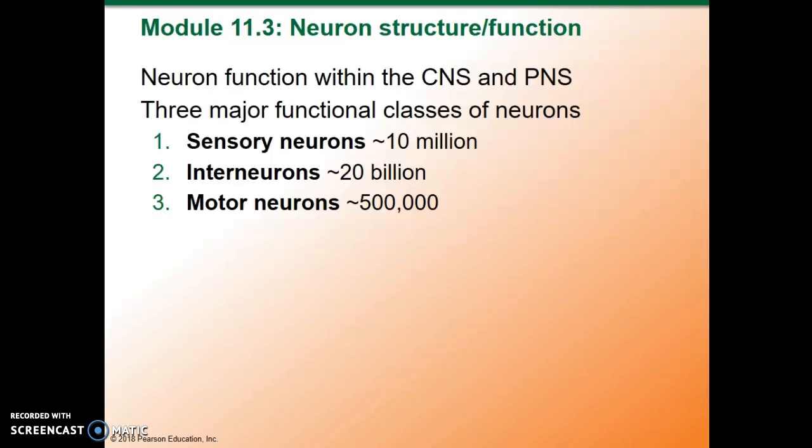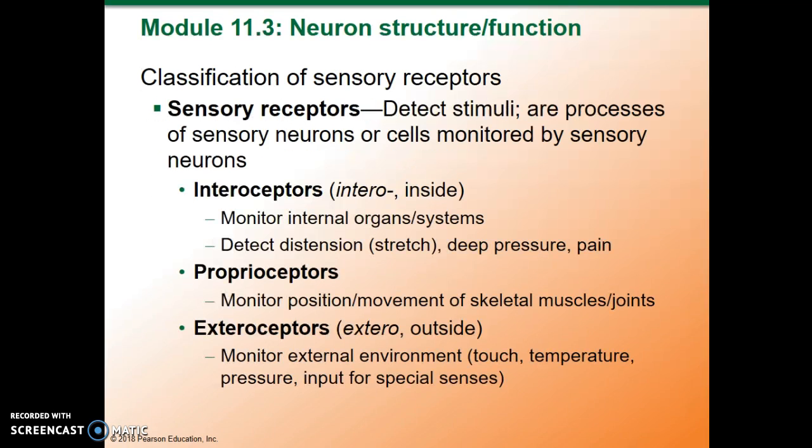The functional classification includes 3 functions: sensory neurons, interneurons, and motor neurons. So we need to look at these sensory receptors. They're going to detect sensations in the body or outside the body. An interoceptor monitors internal organs such as the digestive tract, respiratory tract, and will detect changes due to pain, stretch, deep pressure.